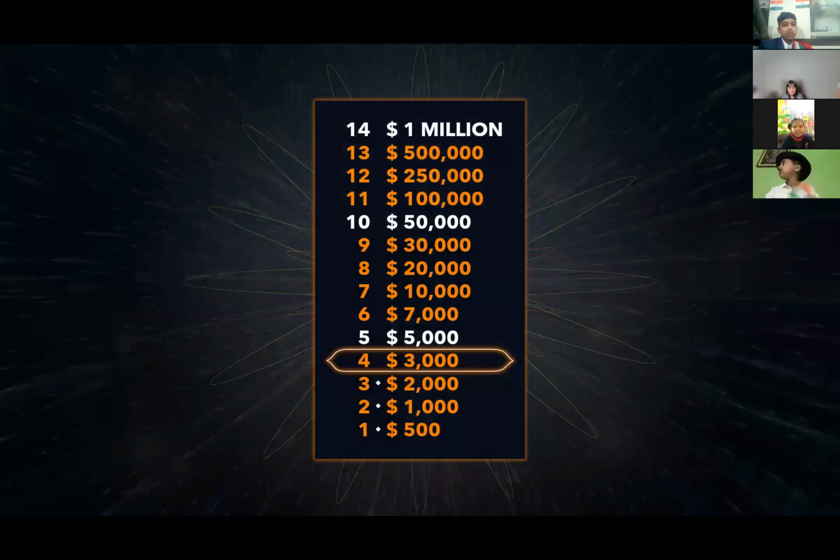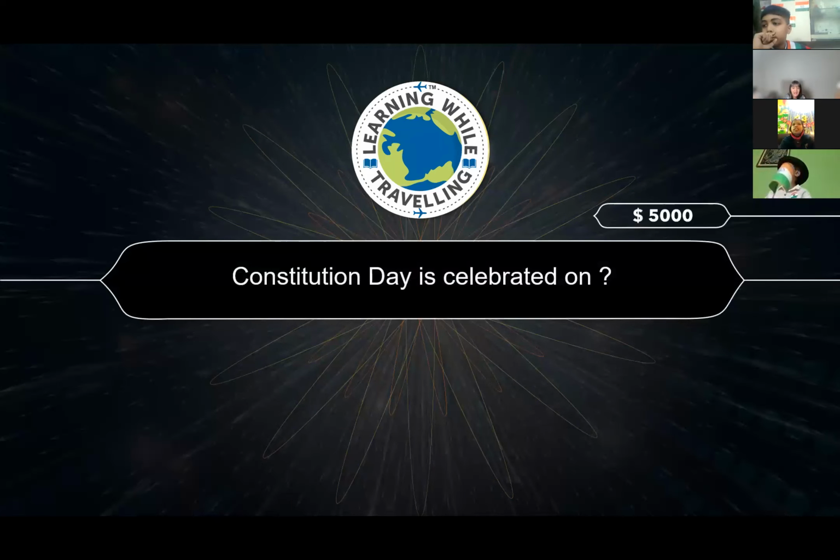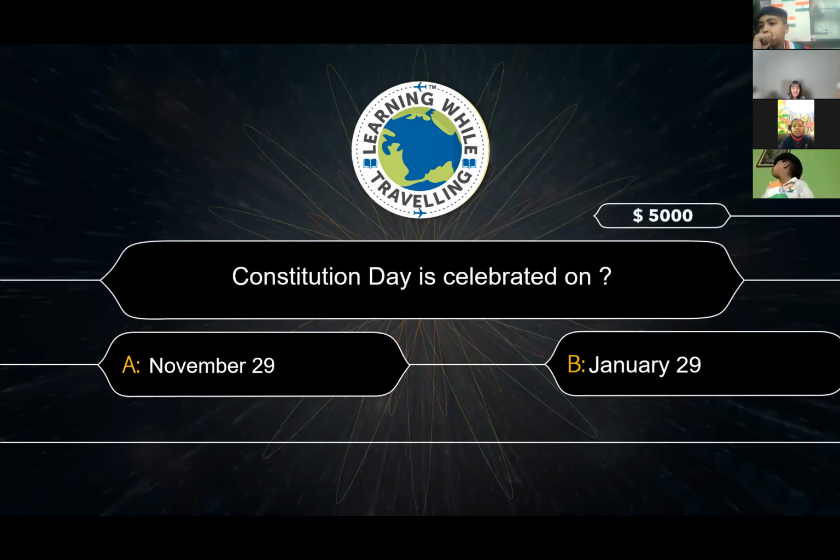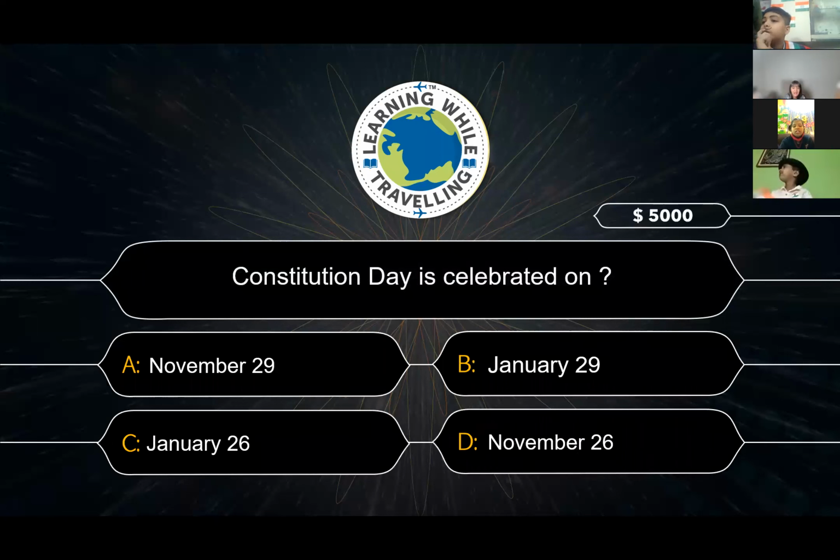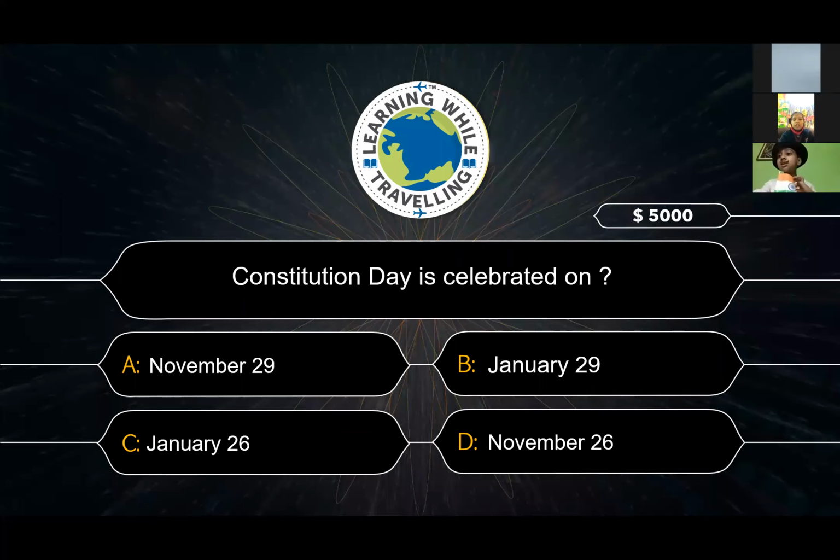Fifth question is for $5,000 points. Constitution Day is celebrated on. Options are A, November 29th, B, January 29th, C, January 26th, D, November 26th. Arush C, Usru Ayushi D, Arav B, Lakshita D, Arav Aryan D, David B, Supriyo D.